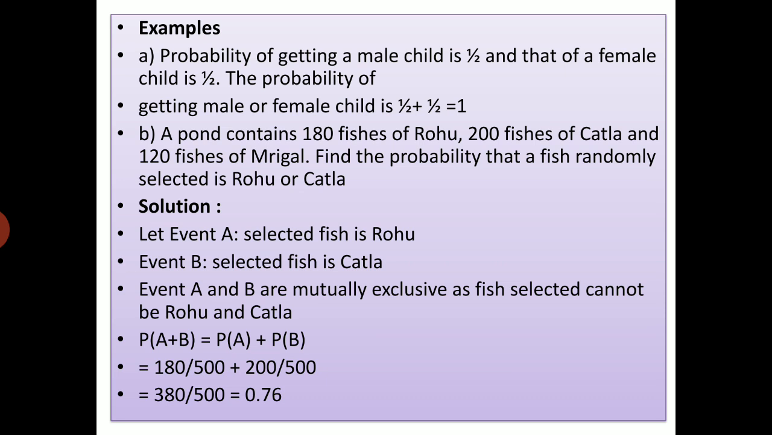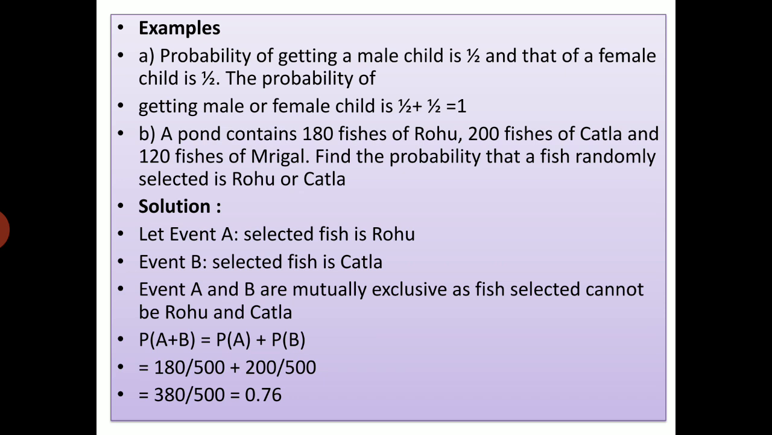A pond contains 180 fishes of rohu, 200 fishes of katla, and 120 fishes of mrigal. Three kinds of fishes: rohu, katla, and mrigal. So the total number of fishes is 500. Find the probability that a fish randomly selected is rohu or katla. What are the chances of getting a randomly selected one?